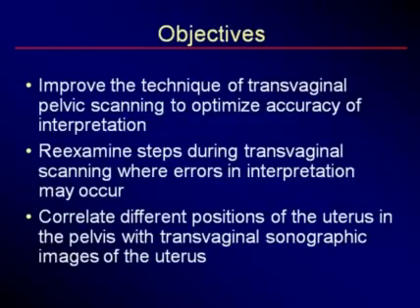The objectives of this talk are, first of all, to improve the technique of transvaginal pelvic scanning so that we can optimize our accuracy of interpretation. We're going to re-examine the steps during the transvaginal scanning procedure and pinpoint where errors in interpretation may occur, and correlate the different positions of the uterus in the pelvis with the transvaginal sonographic images for a better understanding.